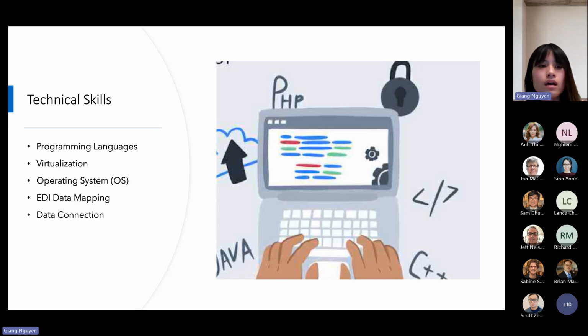Besides, troubleshooting and updating operating systems was a really good skill that I applied in my internship. About electronic data interchange, I did the data mapping and also created and monitored the data connections using some connection methods like secure file transfer protocol, SFTP.